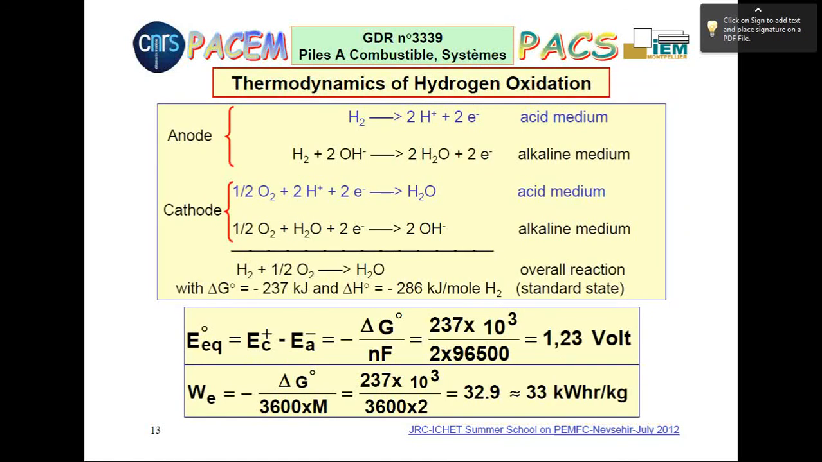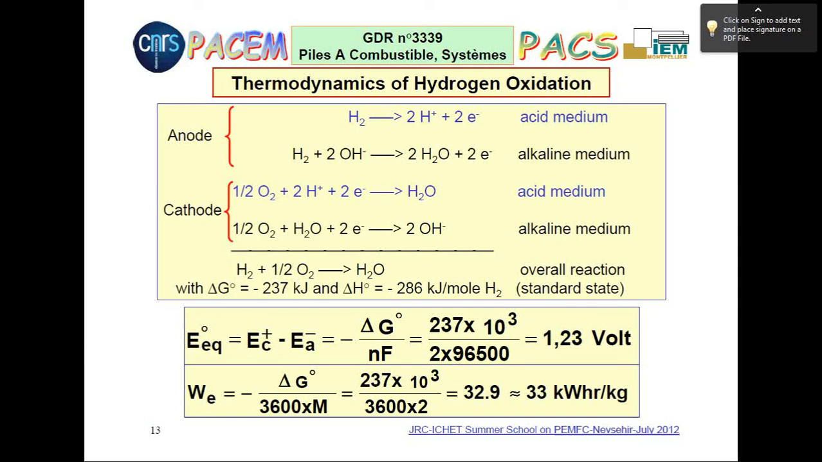So you can make the calculation again. I don't do that, okay? And have the right figure. Cell voltage under standard condition 1.23 volt. Energy density 33 kWh per kilo.